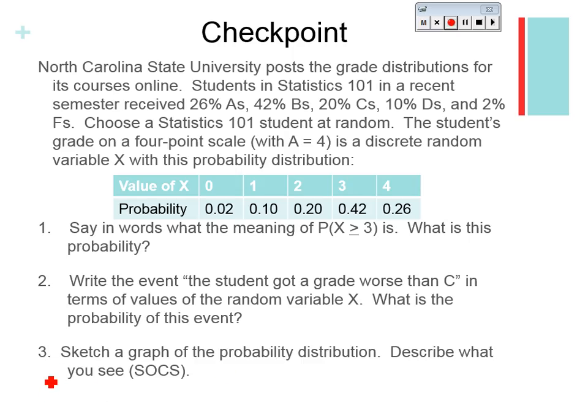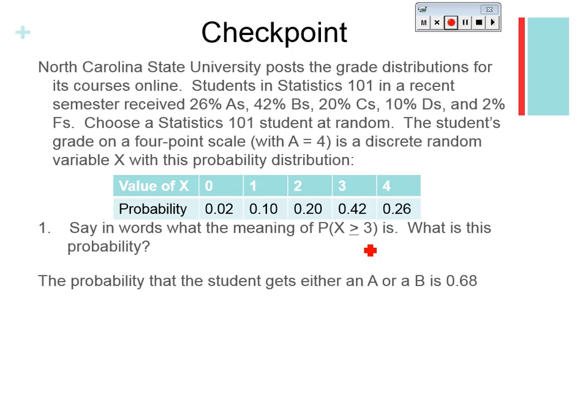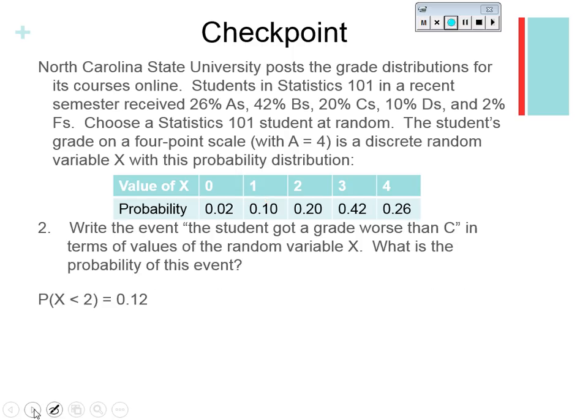For question number 1, say in words what the meaning of the probability x is greater than or equal to 3 is. What we would say is that the probability that x is greater than or equal to 3 means the probability that the student gets either an A or a B, which is 0.68. We get that simply by adding these probabilities, 0.42 and 0.26. For question number 2, write the event the student got a grade worse than a C in terms of values of the random variable x. That would be the probability that x is less than 2, which would be 0.12. You could also say the probability of x is less than or equal to 1 would be an acceptable way to write that as well.